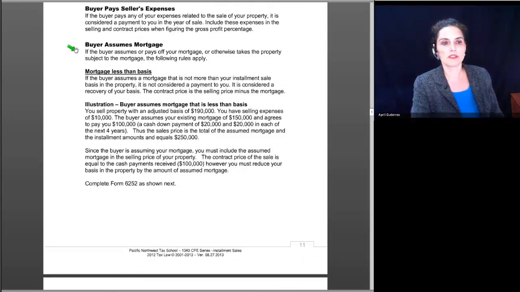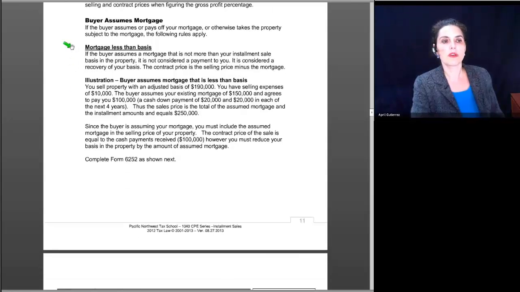What happens when the buyer assumes the mortgage? Well, if the buyer assumes or pays off your mortgage or otherwise takes the property subject to the mortgage, then the following rules apply. The first rule looks at whether the assumed mortgage is less than the basis. If the assumed mortgage is less than the basis, then you would follow the steps I'm about to explain. But if the assumed mortgage is greater than the basis, you would follow different rules, which I'll explain later.